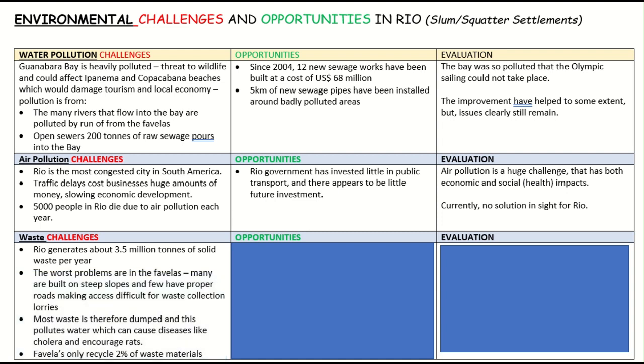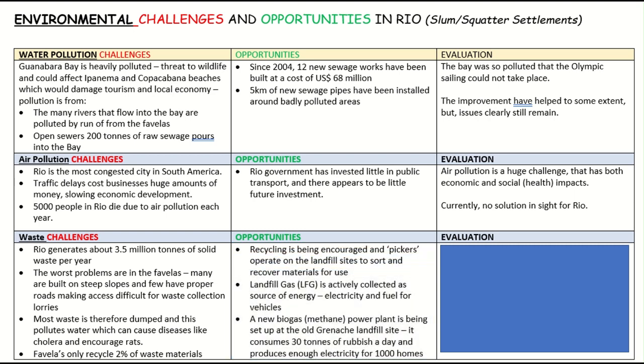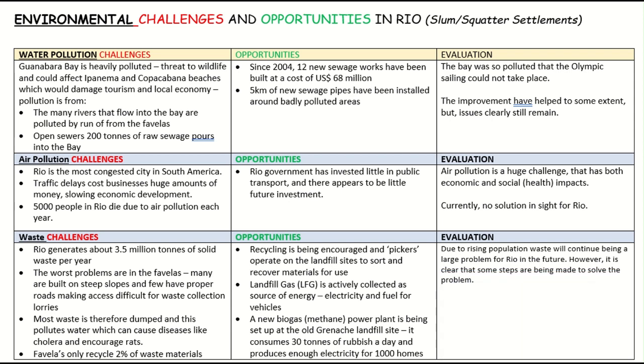And finally is the waste. Many favelas are built on steep slopes, which make it really difficult to access for waste collection. If you can imagine trying to get a lorry up the side of a favela, it's not going to happen, is it really? Most waste can be dumped, which could cause diseases, and only about 2% is formally recycled as well. But new power plants burning rubbish, landfill gas collected, and recycling is starting to occur. But unfortunately, I would say that the environmental challenges in Rio are not showing a huge amount of improvement in the long term. I still do believe that there are more challenges than opportunities for this example.